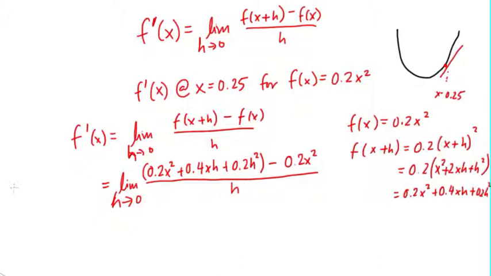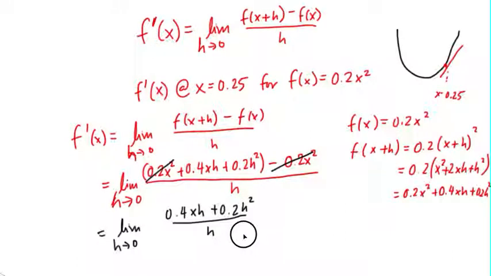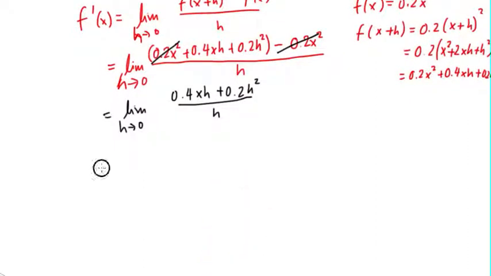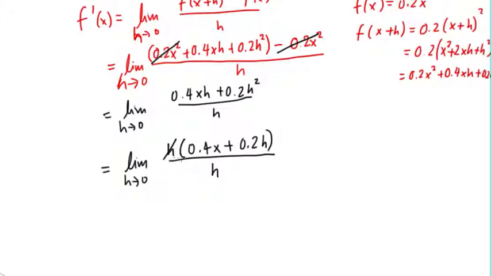So from limits, what we need to do is eliminate the h. But before we eliminate the h, we notice that a few cancellations happen. There's a 0.2x squared over here and a negative 0.2x squared over here, so these will just cancel out. What I'm left with is 0.4xh plus 0.2h squared over h. Now I need to get rid of the h, and I can do that by factoring out h in the numerator. I'm left with 0.4x plus 0.2h all over h. The h's cancel out.